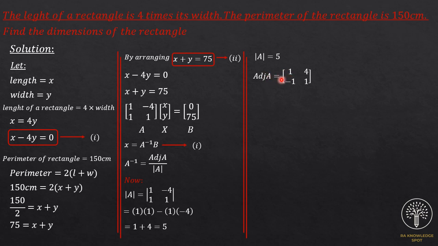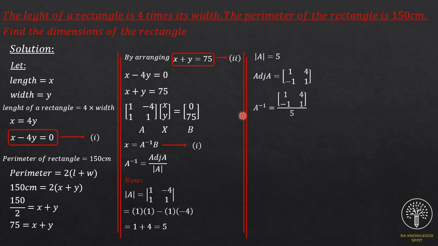Now we have to find the adjoint of A. Now this is your A, and how do you have to find the adjoint? This term is called the primary diagonal, and you have to just change the place of primary diagonal, and this is called the secondary diagonal. And what you have to do, S for secondary and S for sign, you have to change the sign. If this is negative, it will become positive, and if this is positive, it will be negative.